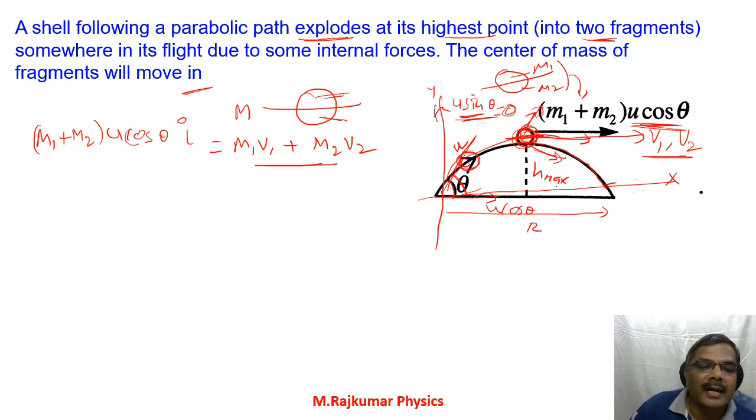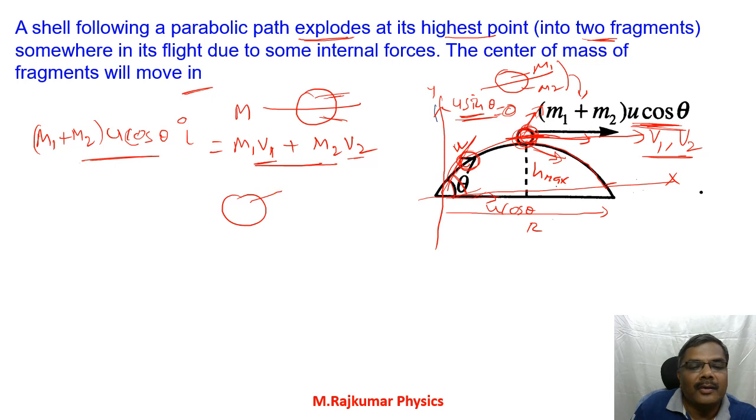Based on this, and on which direction they are moving, I can find out the velocity v1 or v2. Their ratio will be given. We'll be solving this type of problem, with some numericals. Here you have to understand that based on the explosion, the fragments may go in different directions. One bigger mass may go up and the smaller mass can come down, or both can move in the same horizontal direction. So based on this, the velocity direction will change.